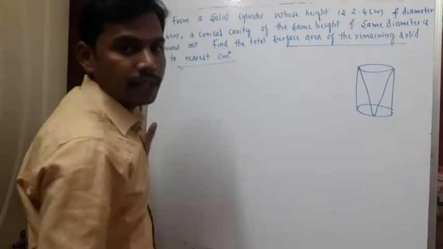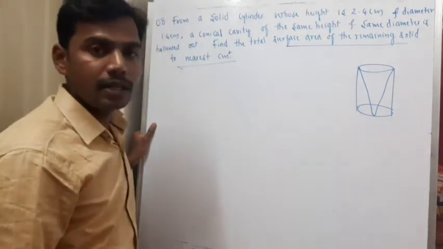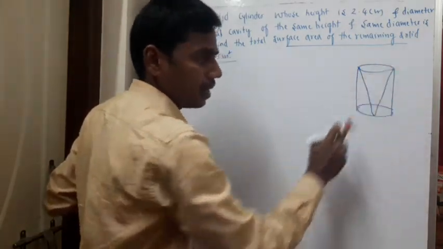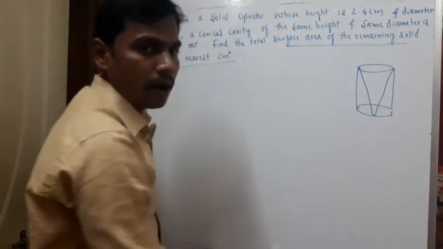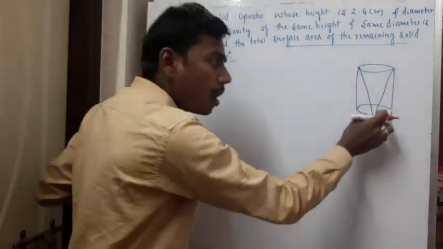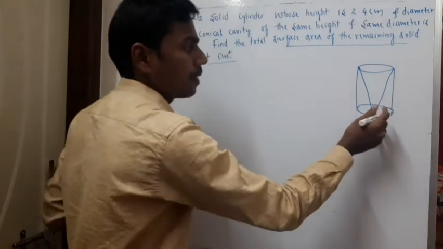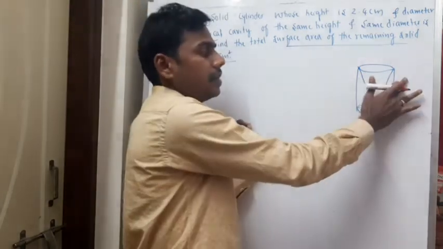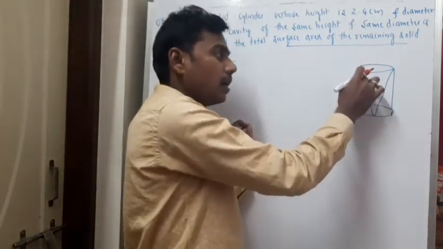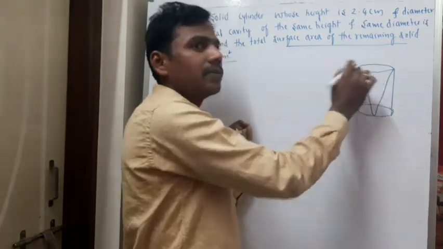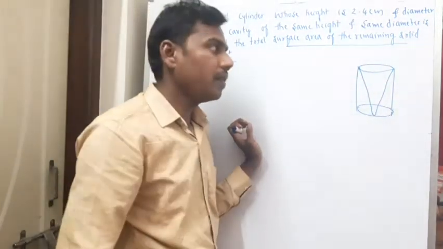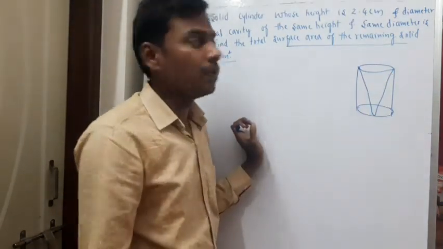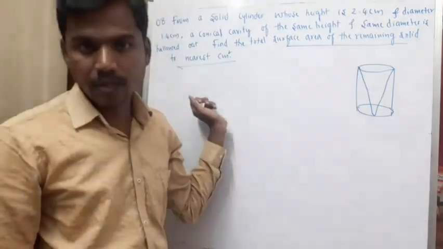Surface area of the remaining solid means, what does it include? It includes the curved surface area of the cylinder and the bottom surface area of the cylinder. See, if I remove this, up to this point I am going to remove, but the base area will be there. This curved surface area plus base area plus inner curved surface area of the cone. Because this will be hollow, I only need the curved surface area of the cone. That will give me the remaining surface area of the solid. Okay.